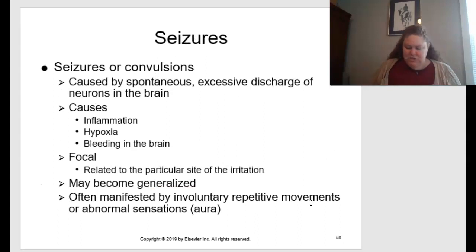So, what about seizures? Okay, these are actually pretty common. This is on page 341.